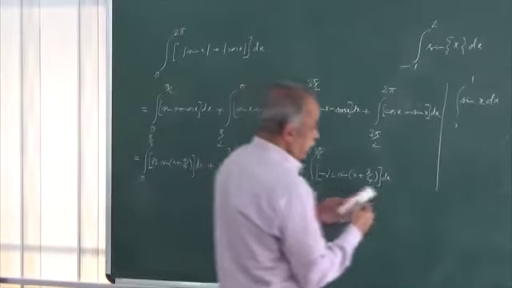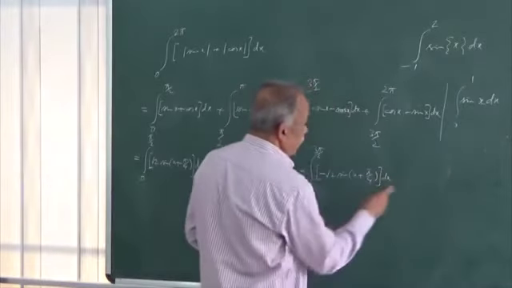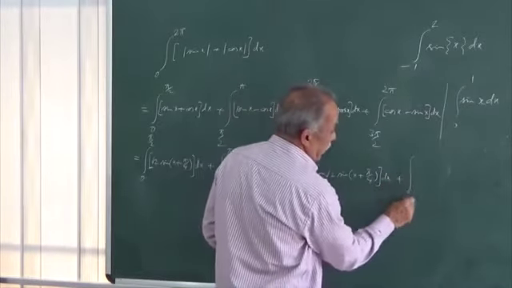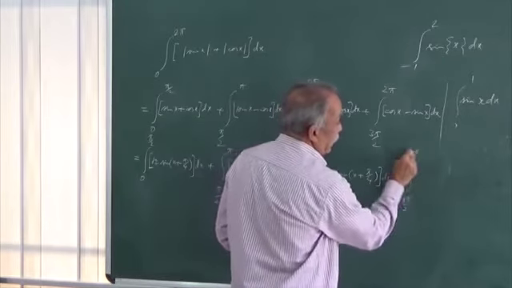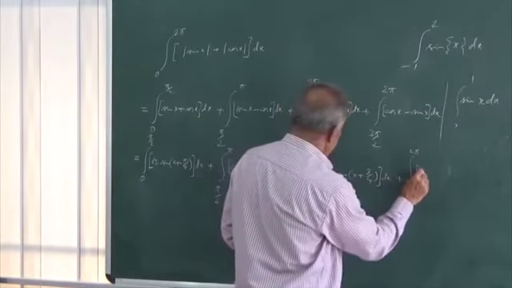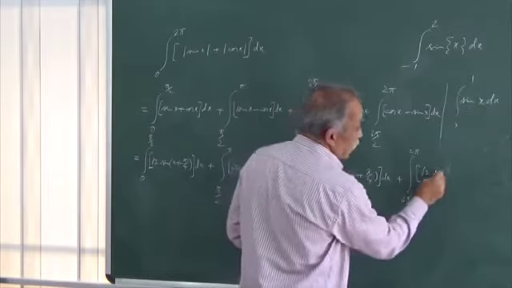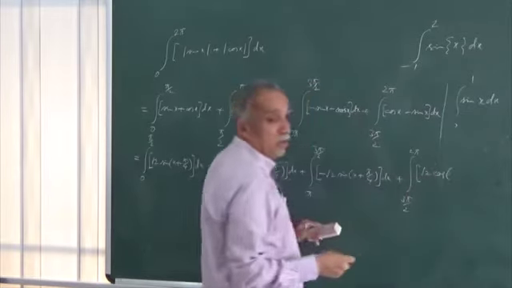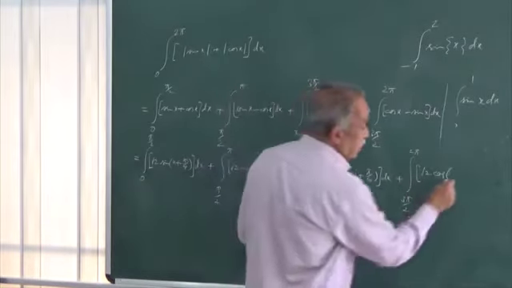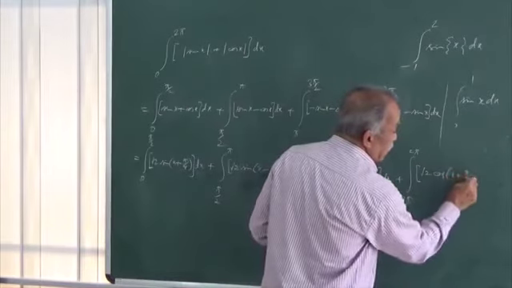And the last part is 3 pi by 2 to 2 pi, integer part of root 2 into cos of x plus pi by 4, using cos A cos B minus sin A sin B.